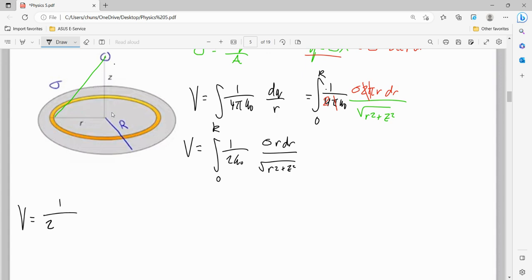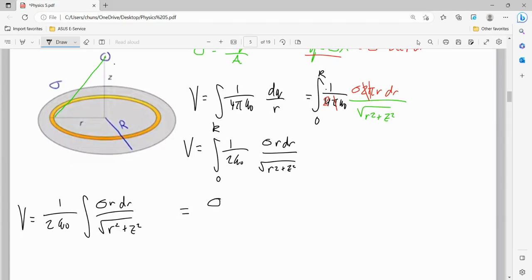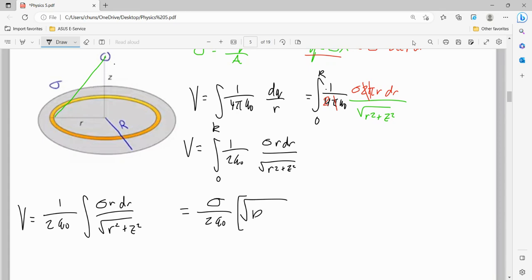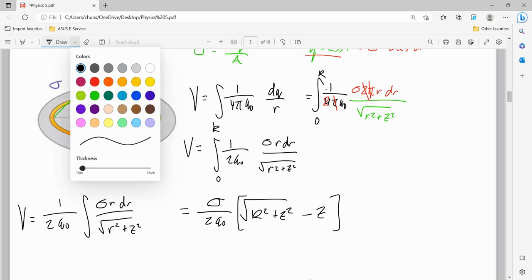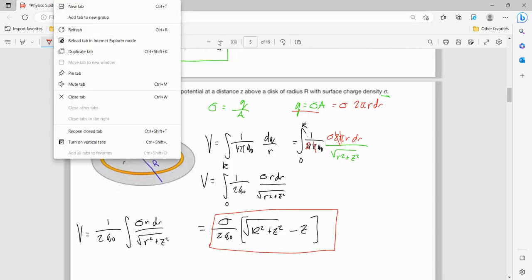So we can kick out our constant. And when we integrate what is left in the integrand, this gives us sigma over 2 epsilon naught, and that is our square root of r squared plus z squared minus z. So this is our final answer to derive an equation for electric potential for a charged disk.